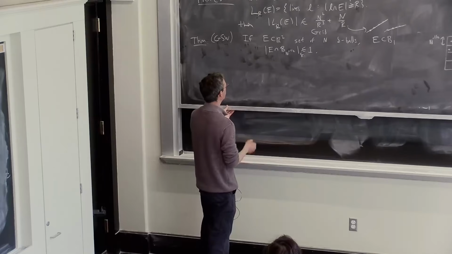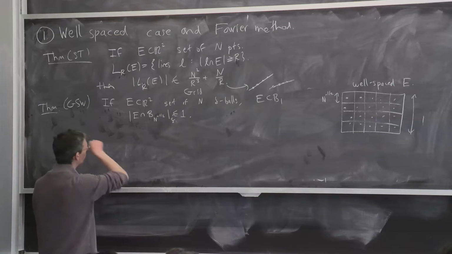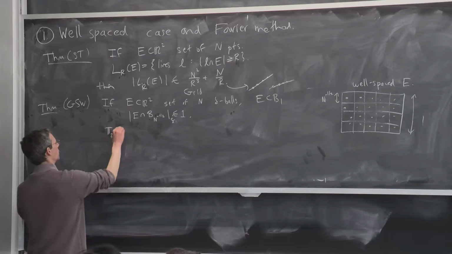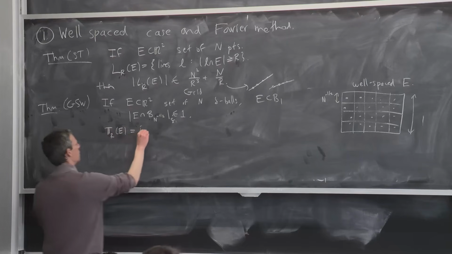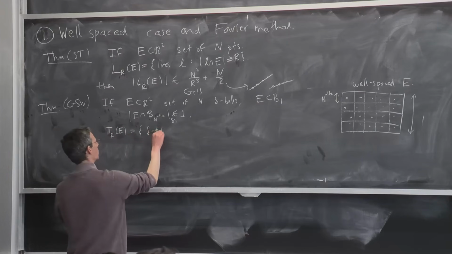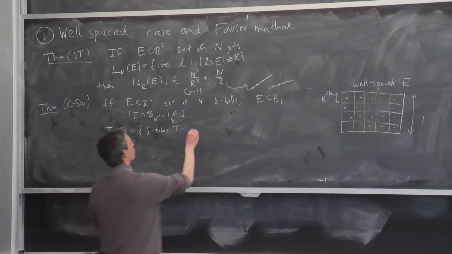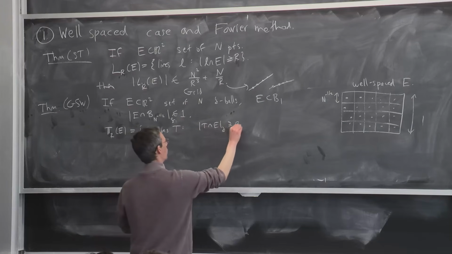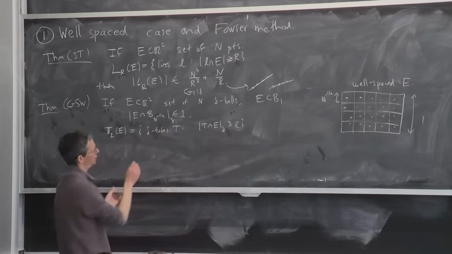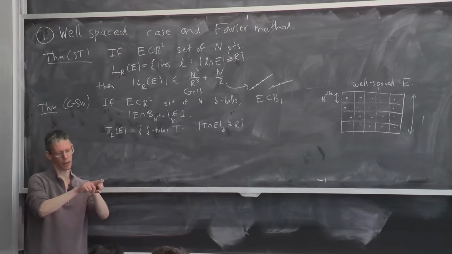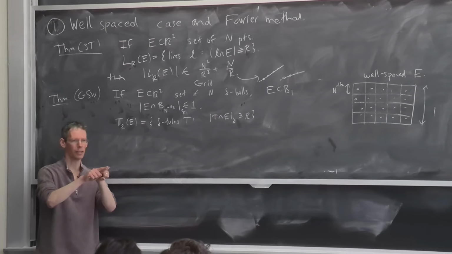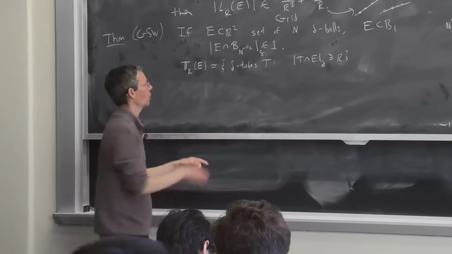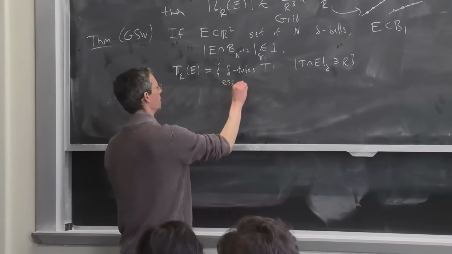All right. And then there's one more hypothesis. So we could say what T_R of E is, the set of delta tubes T, so that T intersect E, delta, is at least R. And here, if you take such a delta tube and you wiggle it imperceptibly, you will have another such delta tube, and we want to count those as being the same. So I'll put here essentially distinct.